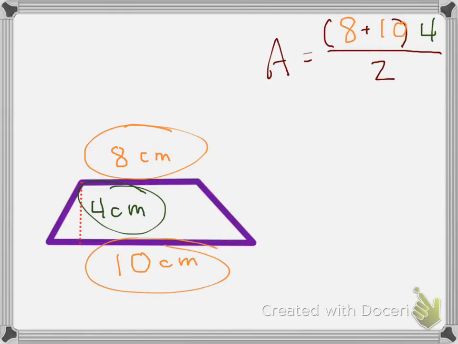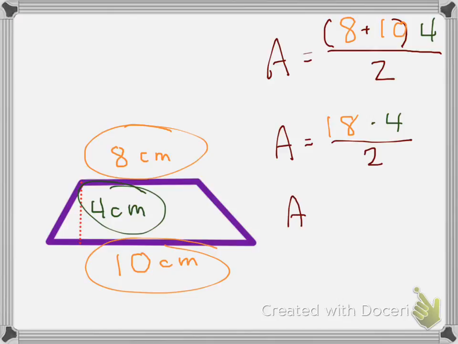Okay? So I'm going to use order of operations to solve this problem. I'm first going to look at the parentheses. What's in parentheses is 8 plus 10, which is 18. And I'm going to multiply that by 4 and then divide by 2. So I'm going to keep those other steps that I didn't complete yet.